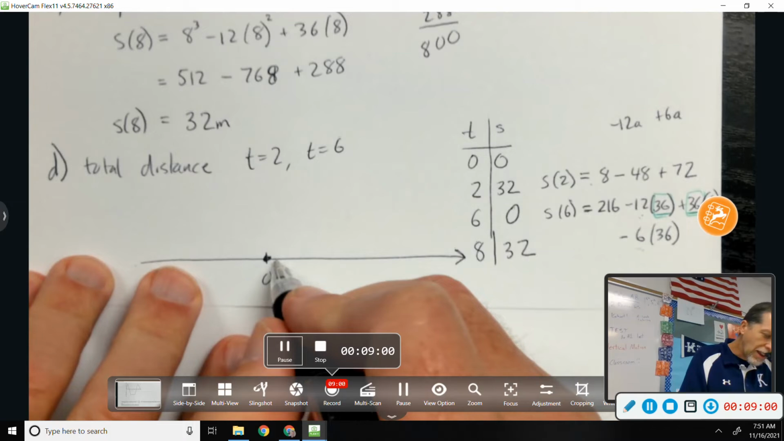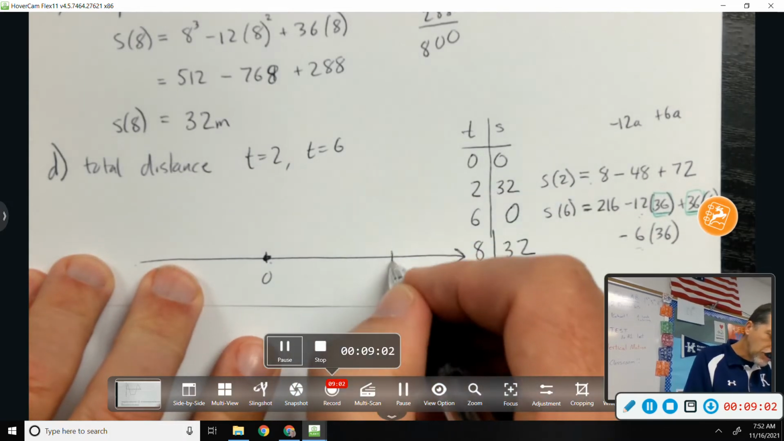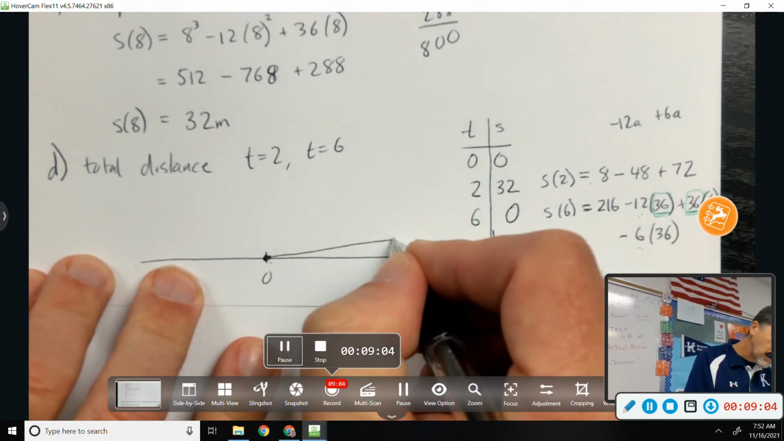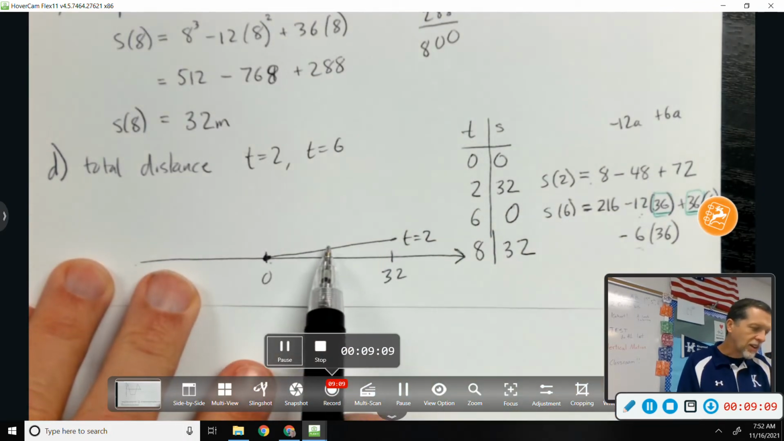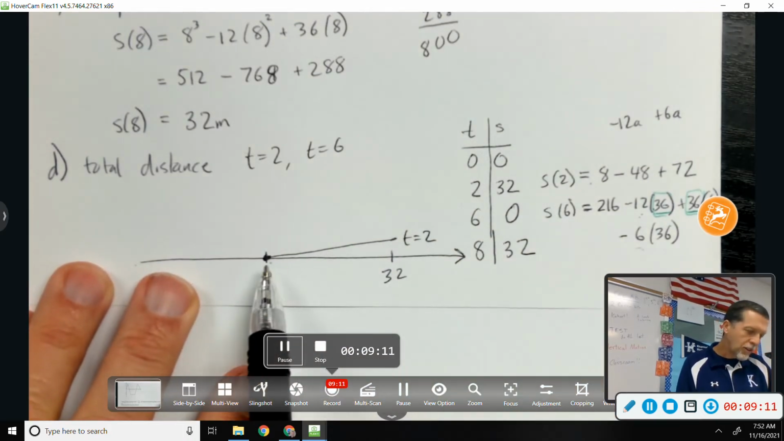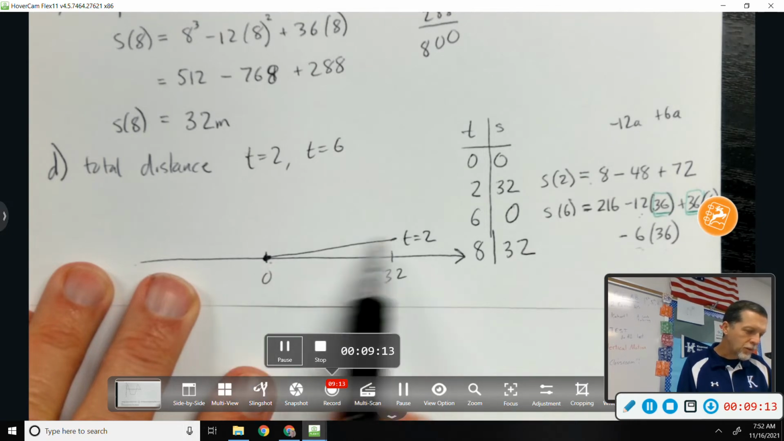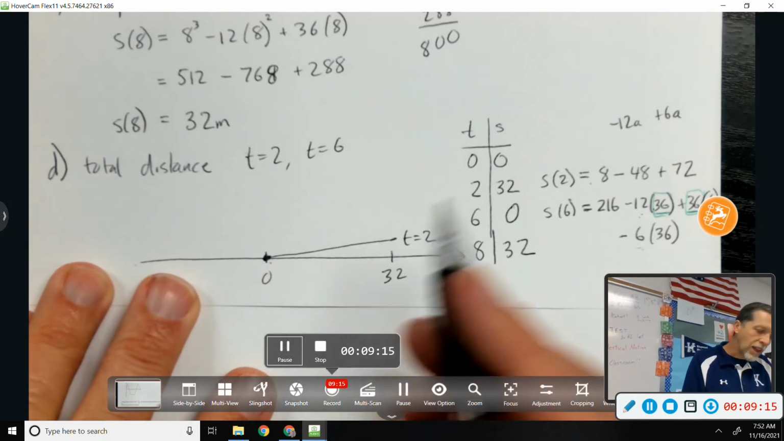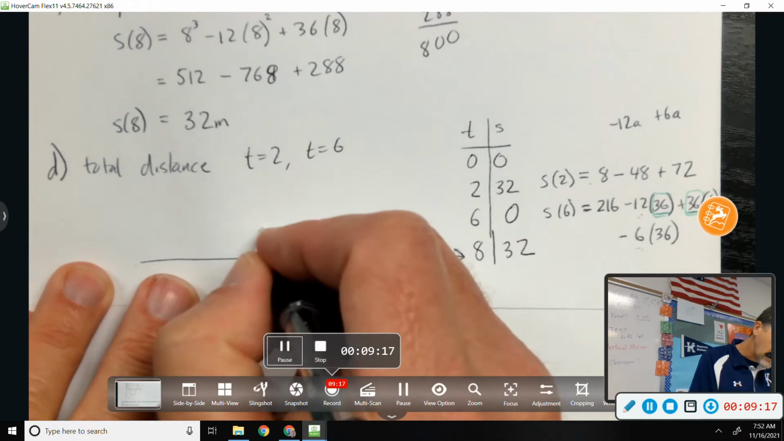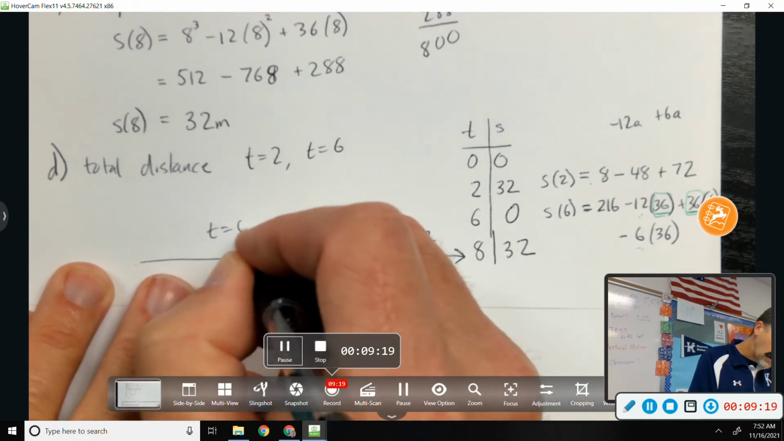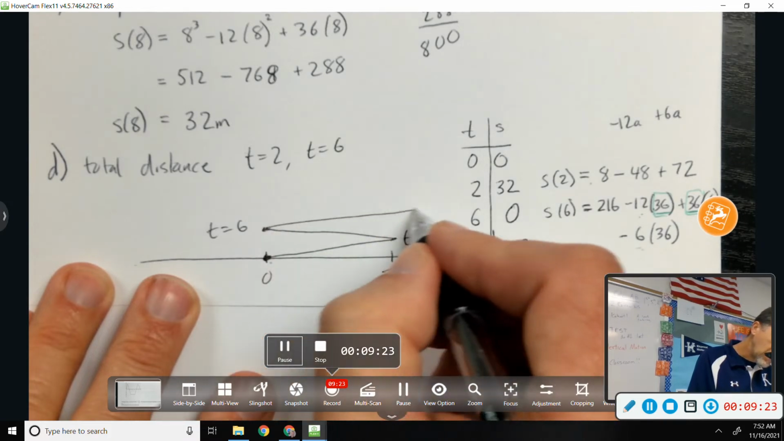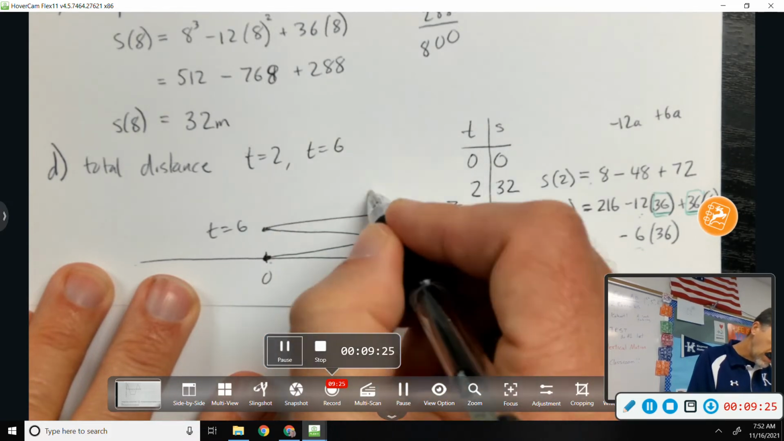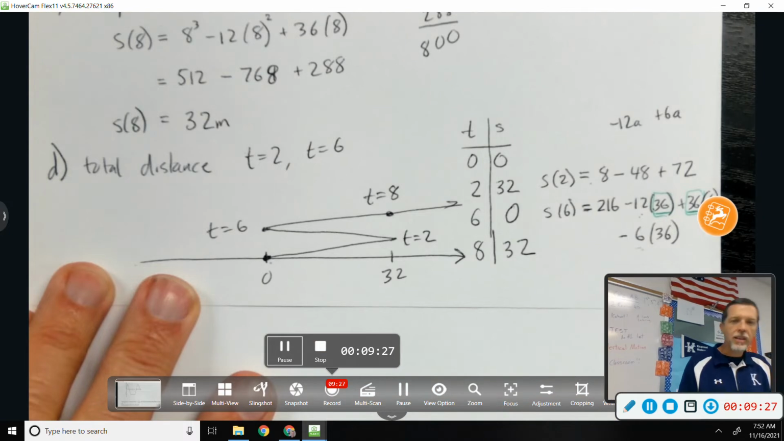So time equals 0, we're at 0. Time equals 2, we're over at 32. And I'm also checking this against my velocity picture. Velocity was positive from 0 to 2, so this makes sense. Velocity was negative from 2 to 6. And then velocity is positive from then on. At t equals 8, we're back at 32.